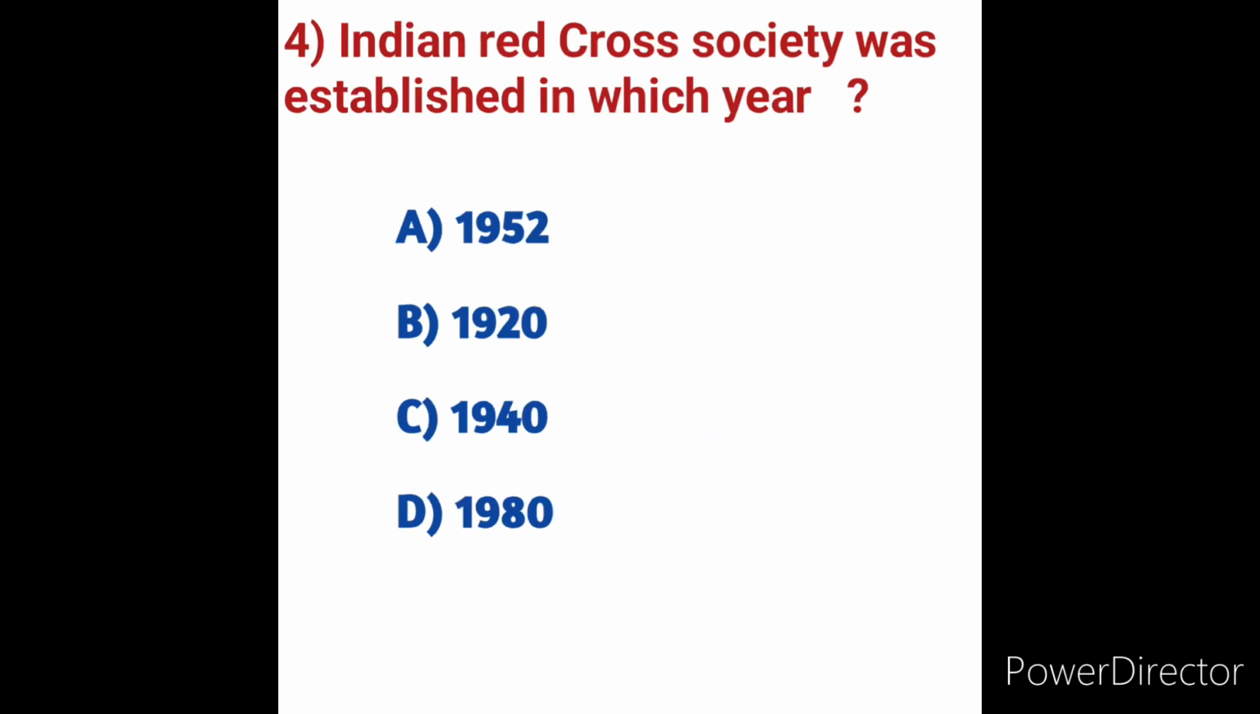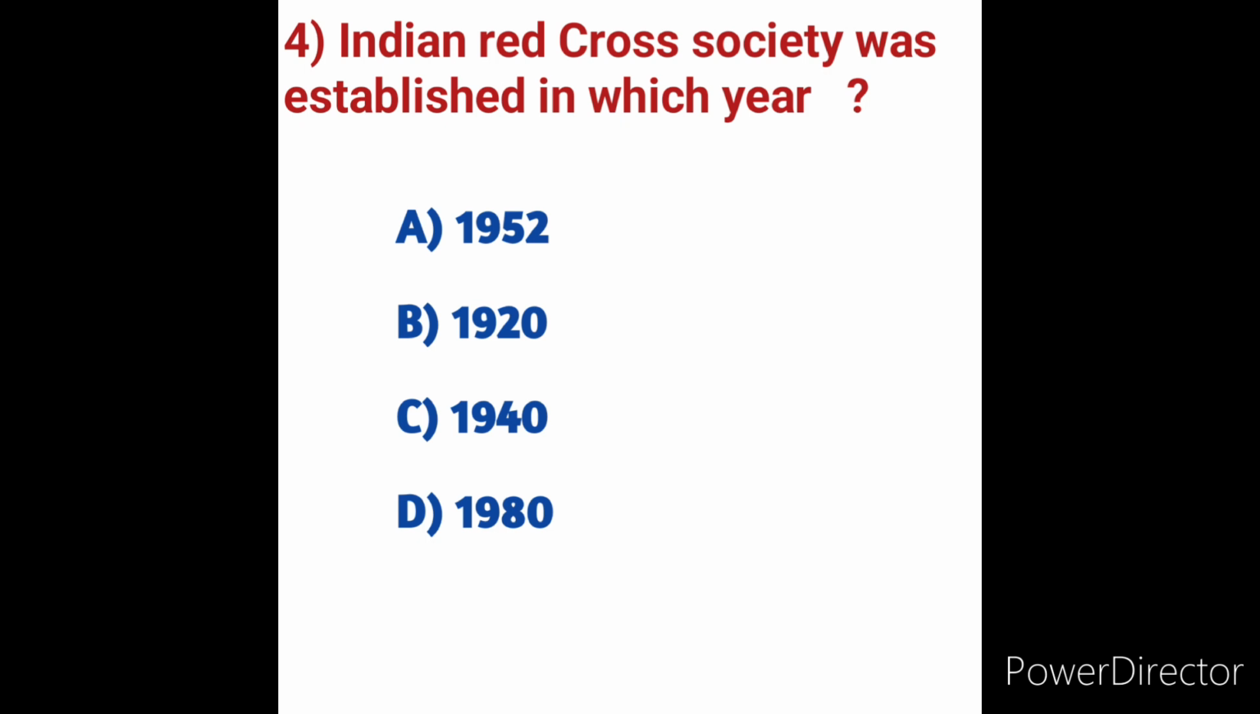The Indian Red Cross Society was established in which year? Which year was the Indian Red Cross Society established? We will see here options. First option A 1952, option B 1920, option C 1940, option D 1980.